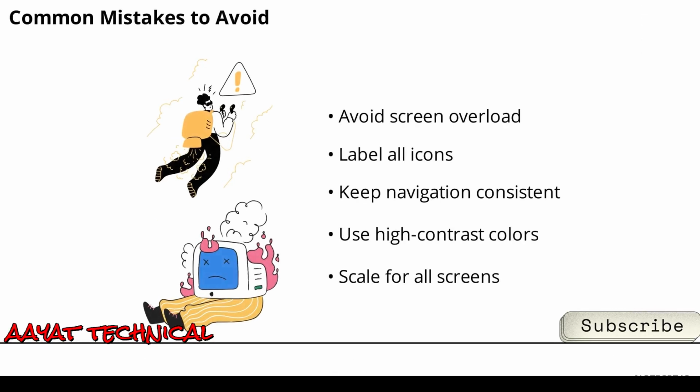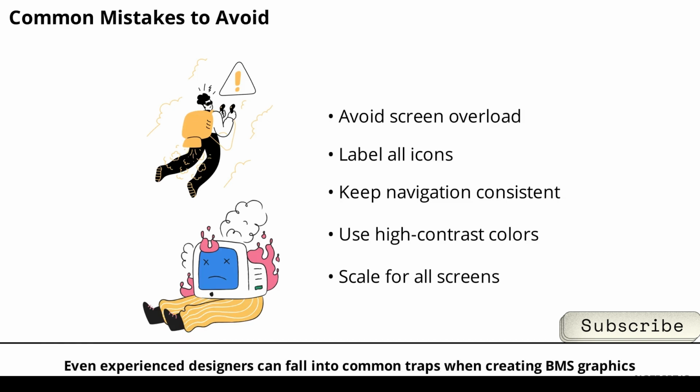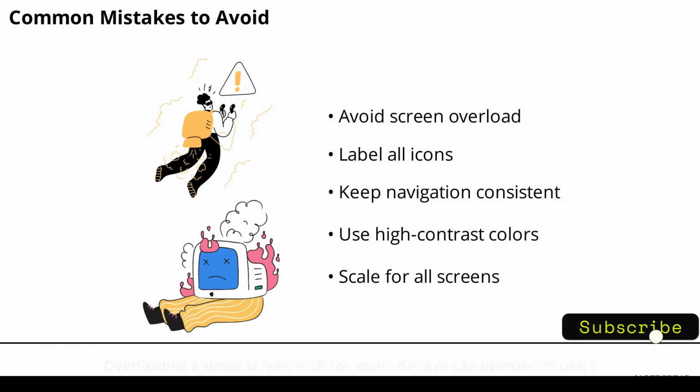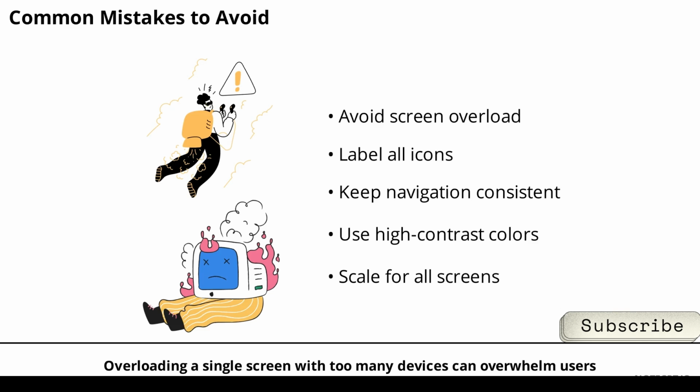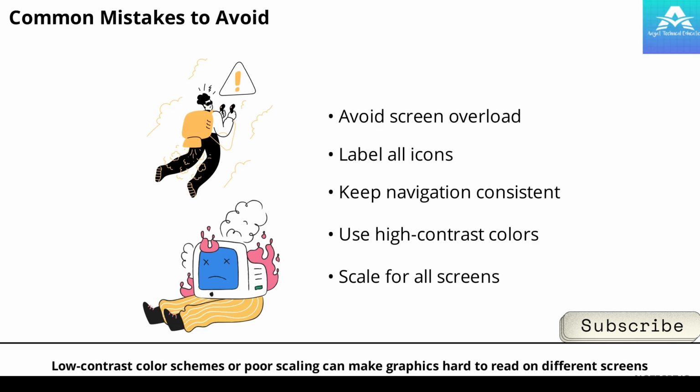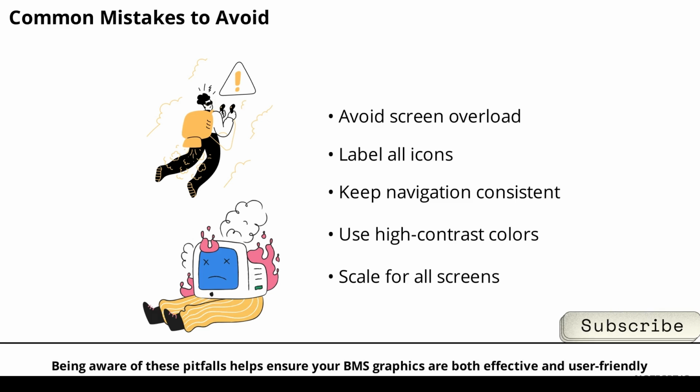Even experienced designers can fall into common traps when creating BMS graphics. Overloading a single screen with too many devices can overwhelm users. Unlabeled or unclear icons lead to confusion and errors. Inconsistent navigation paths make it hard to find information quickly, especially in emergencies. Low contrast color schemes or poor scaling can make graphics hard to read on different screens. Being aware of these pitfalls helps ensure your BMS graphics are both effective and user-friendly.